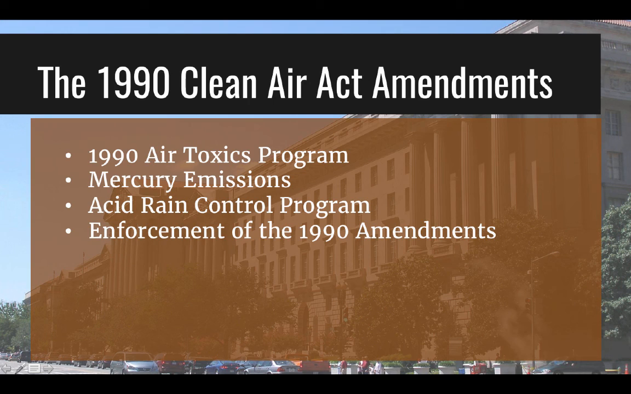Acid Rain Control Program. The other main accomplishment of the 1990 Clean Air Act amendments was the Acid Rain Control Program. Sulfur dioxide, SO2, emissions limits were carried out in two phases, using allowances in a cap-and-trade program. Violators get the next year's allowances reduced and may face fines and civil or criminal penalties. Success of the SO2 program led to a similar NOx program for industrial boilers.